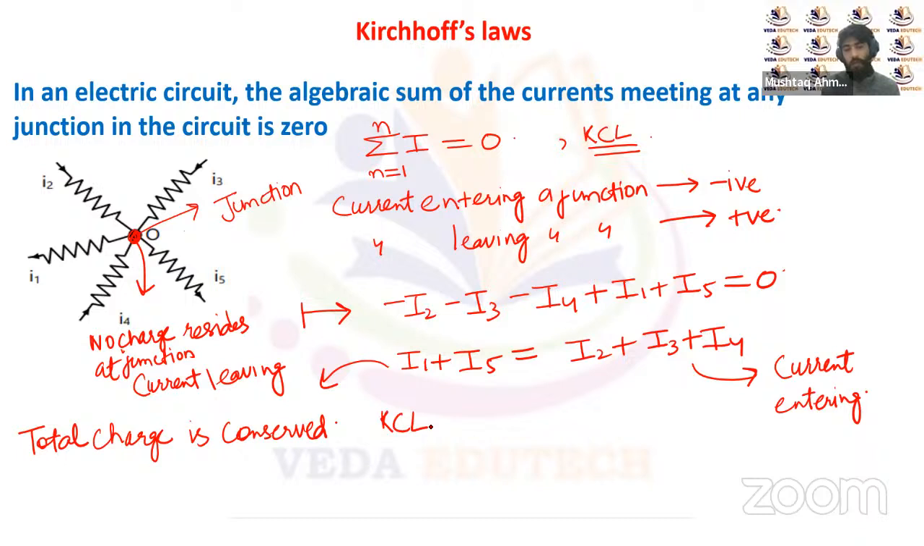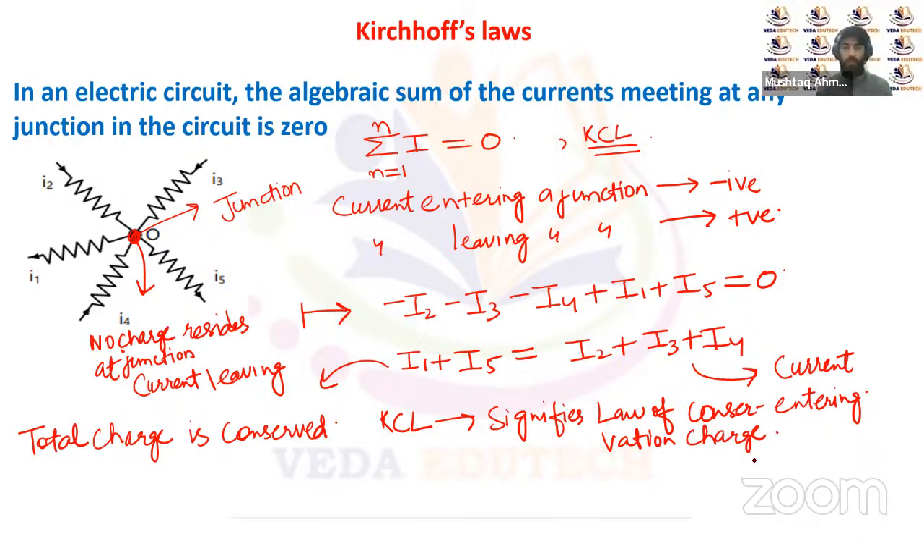So KCL signifies the law of conservation of charge, because at the junction no charge actually resides at the point of junction. Whatever charge enters the junction, the same amount of charge must leave the junction, right? So this was all about Kirchhoff's first law, which we also call Kirchhoff's current law or sometimes the junction law, right?